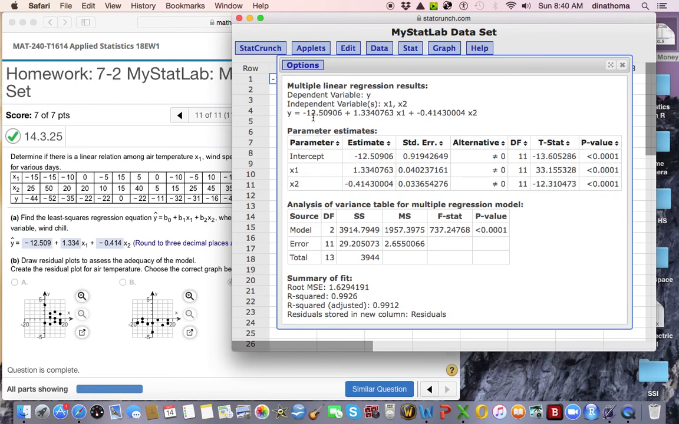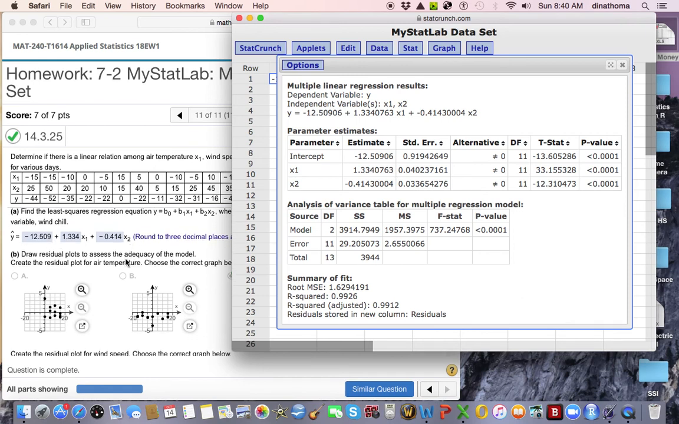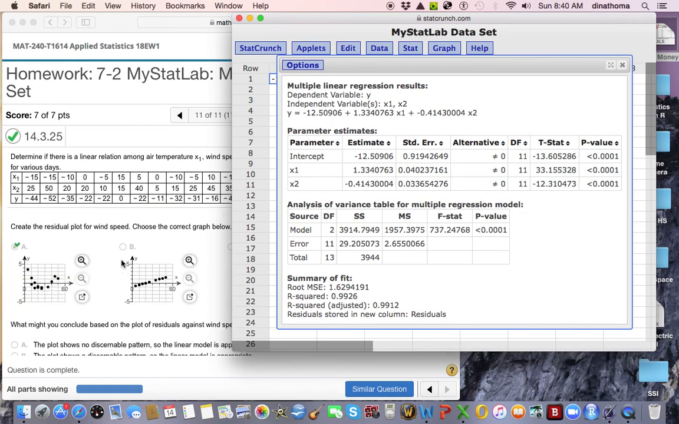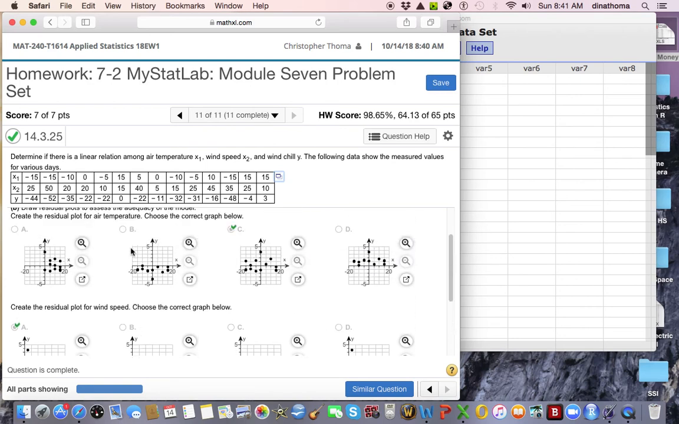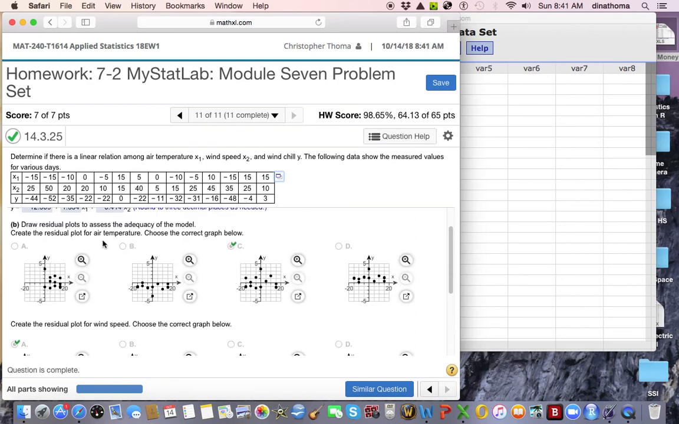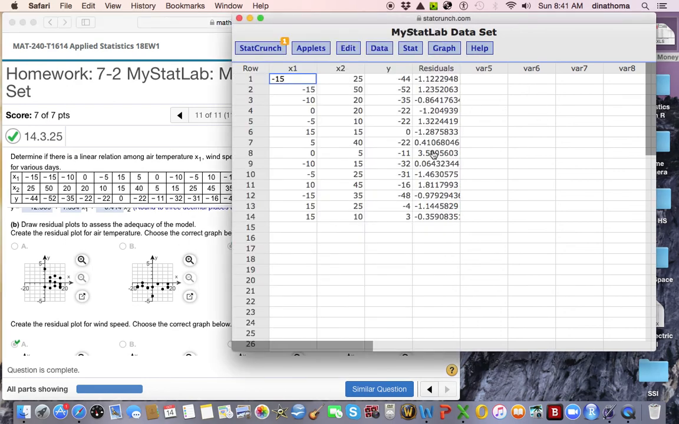Here's our equation. So I just retyped it right here, and then build your residual plots. I'll let you build your own this time, but the key is just make sure when you do your multiple regression that you highlight your residuals, then you can do a scatter plot. So this first one wanted, let's draw a residual plot of air temperature, so I'll use x1 and these residuals. And then do another scatter plot for the second one and compare. And remember, we're just looking to see if there's a pattern or not.